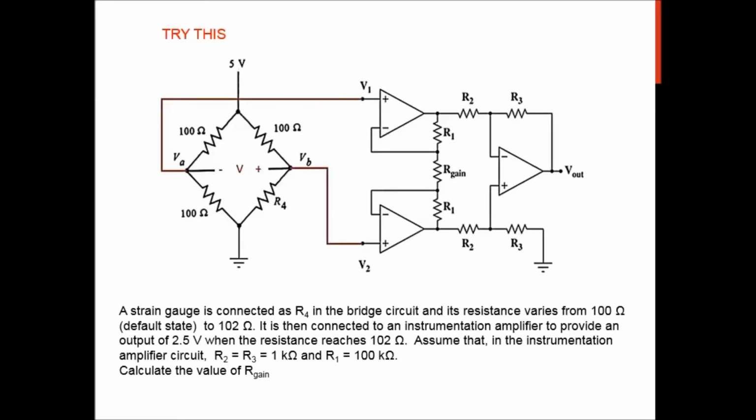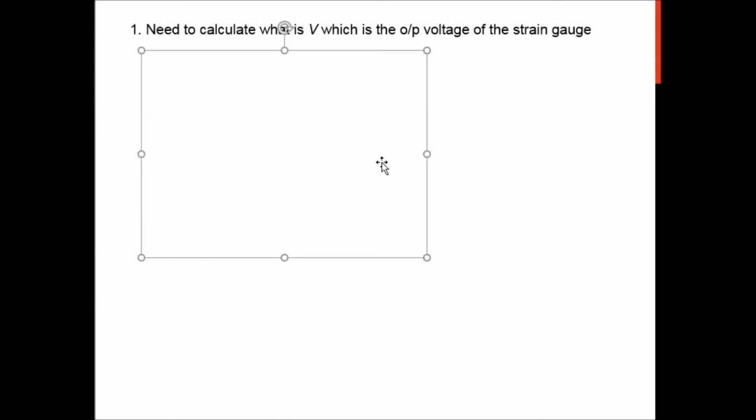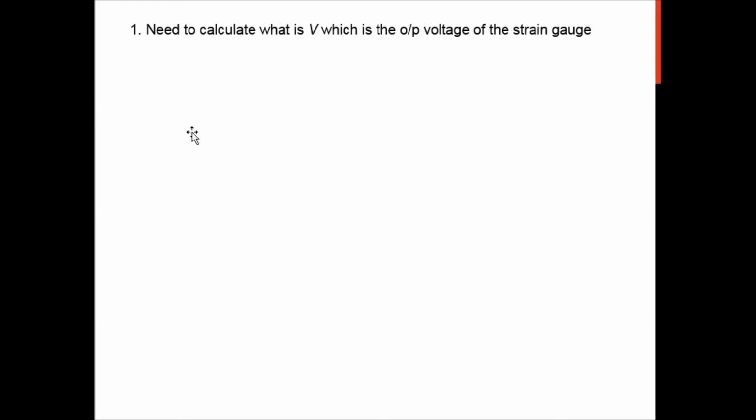Okay, so in this example, again the amplifier is connected to the strain gauge, and this question gives the value of the output voltage, which means that it gives the value of your V out. Again, the strain gauge changes the resistance from 100 ohm to 102. So you need to calculate what is V, and this value of V is the value of V2 minus V1, the differential voltage. The values of the resistors are given, and you are asked to calculate what is R gain.